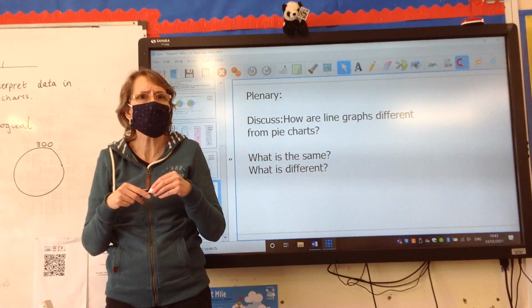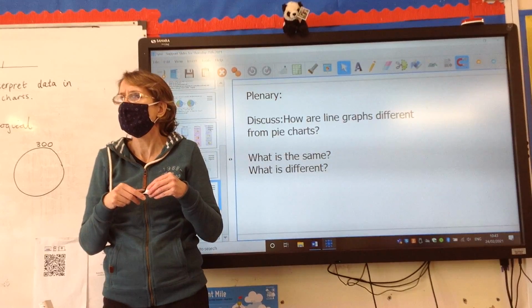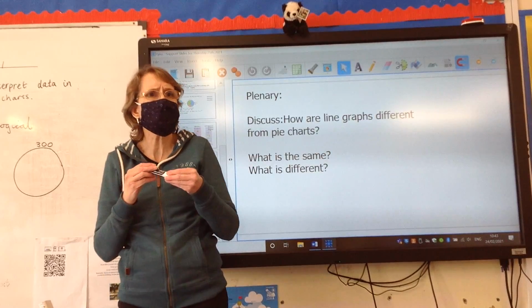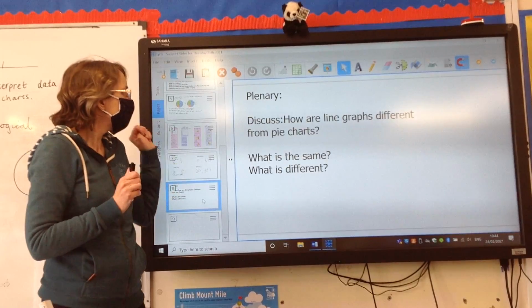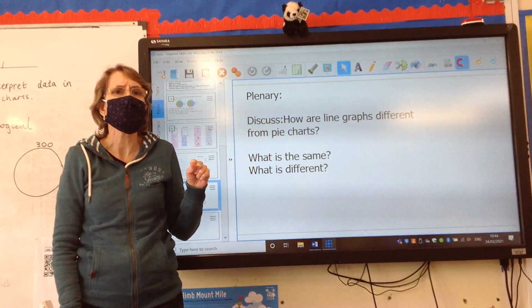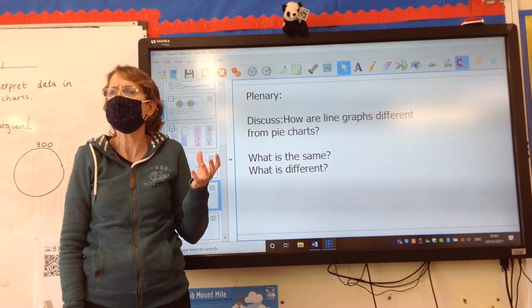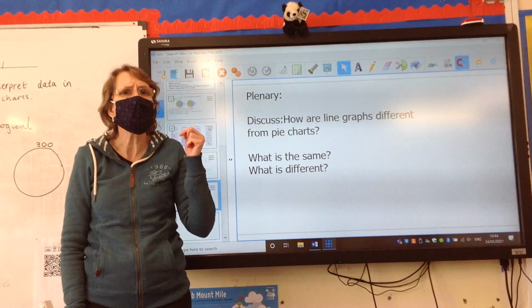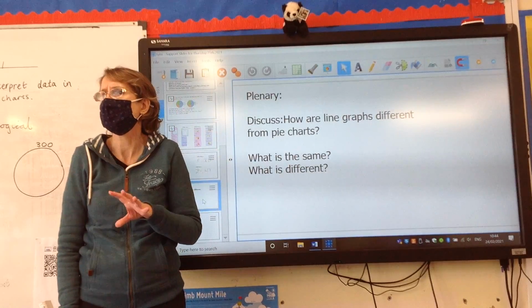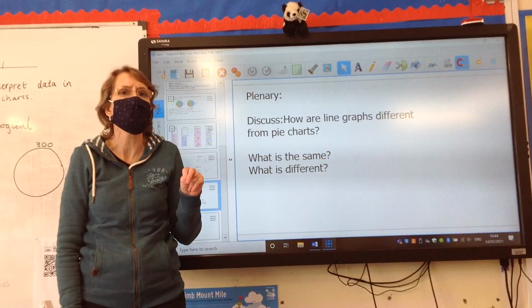Can anybody think of anything else? No? Have we exhausted it? Okay, so they are very different, aren't they? Similarities in that they're both representing data, but they represent data in a very different way. So you have to think very carefully when you're representing data about which method of representation will suit your data better. Which one will be suitable for your data.